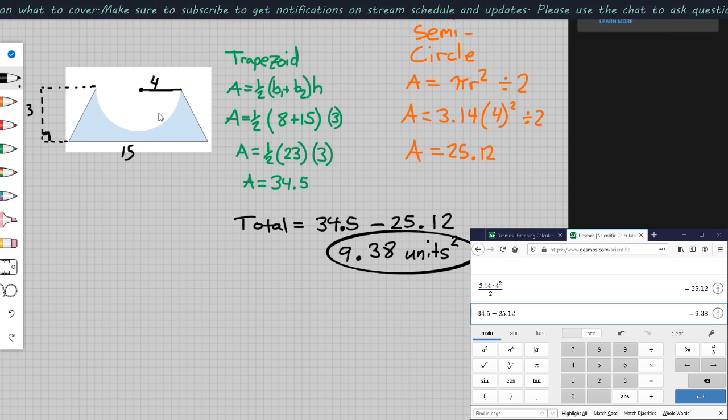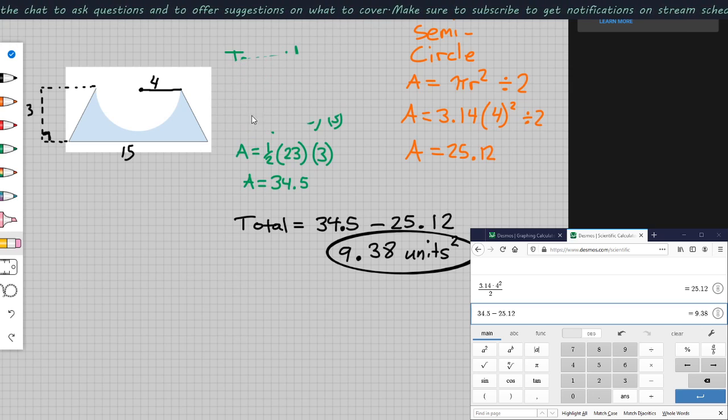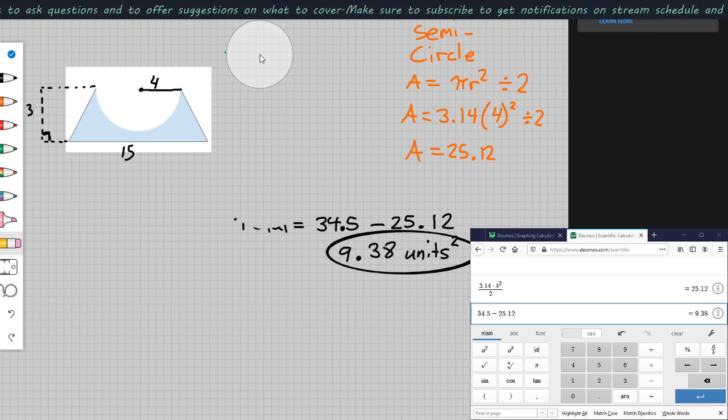Now, I don't know if you would have a problem like this for perimeter, but if you were, this would be a kind of challenging one, and let's do that real quick, and we'll stop after that. Like I said, I don't think you would have something like this, but maybe it kind of depends. So I'm going to erase this, but I'm going to leave the trapezoid and semicircle. Oh well, I guess not. Maybe not.